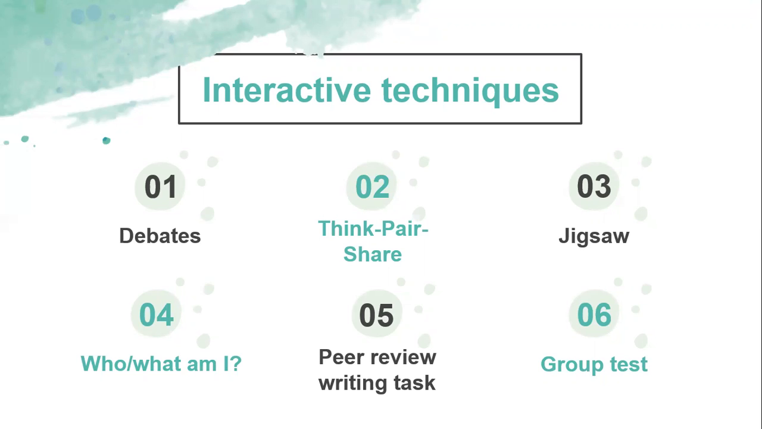Number five, peer review writing task. To assist students with a writing assignment, teacher may encourage students to exchange drafts with a partner. The partner reads the essay and writes a three-paragraph response. The first paragraph outlines the strengths of the essay, the second paragraph discusses the essay's problems, and the third paragraph is a description of what the partner would change.